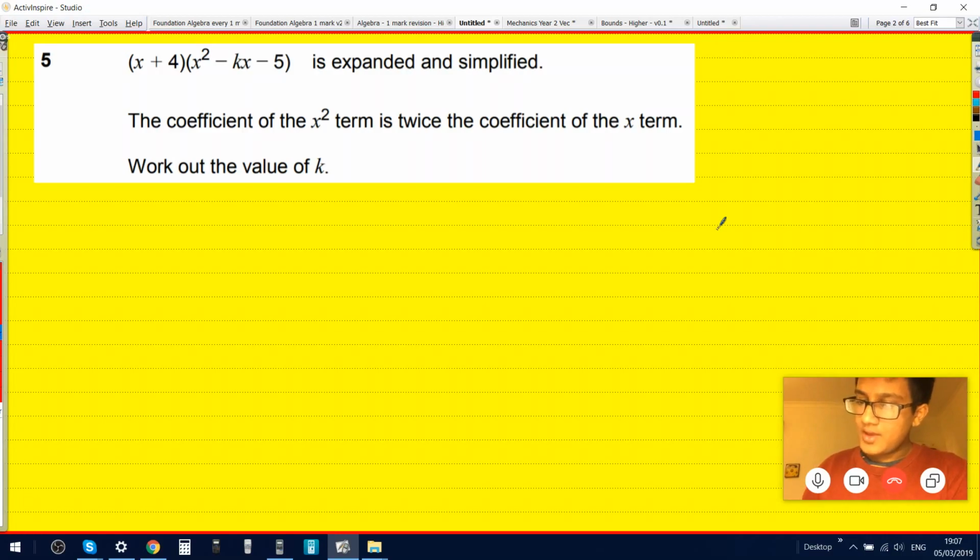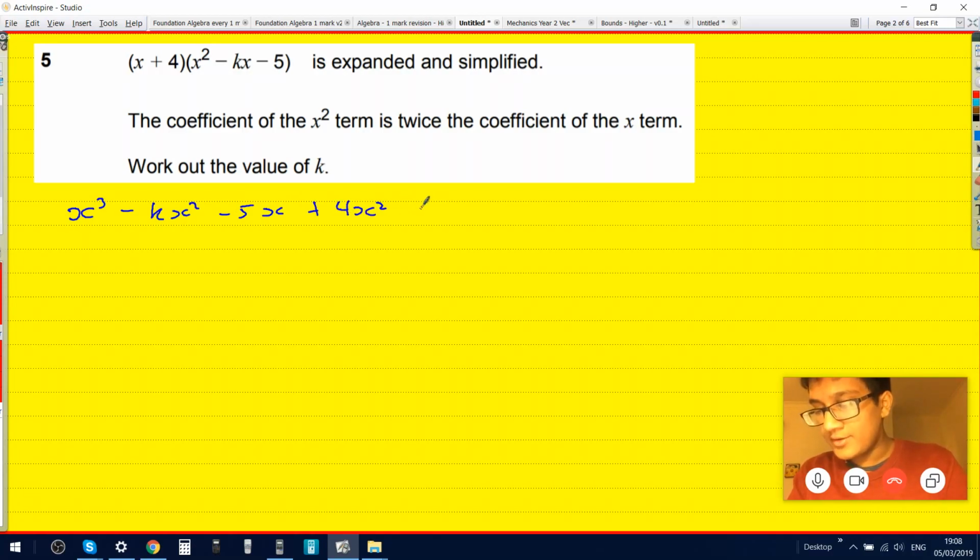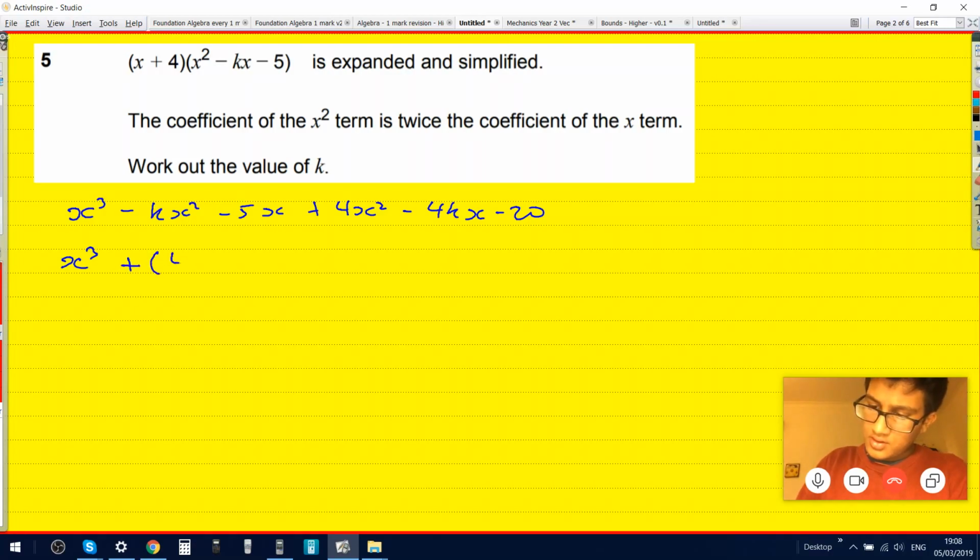Did you get that one? Yeah, so I got x cubed minus kx squared minus 5x plus 4x squared minus 4kx minus 20. And I combined the like terms, so you have x cubed plus, and then I put 4 minus k in a bracket and then x squared. Is that correct? Yeah. And then I have minus, and then a bracket 5 plus 4k. Then minus 20.